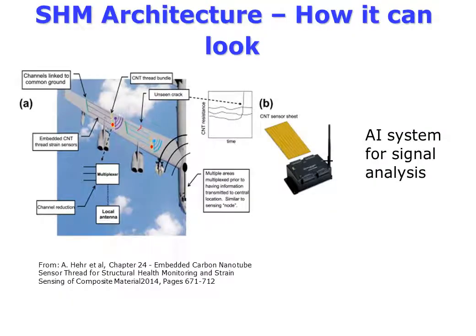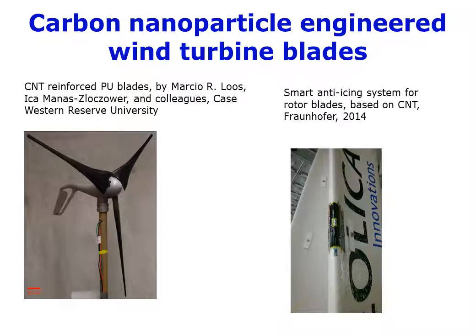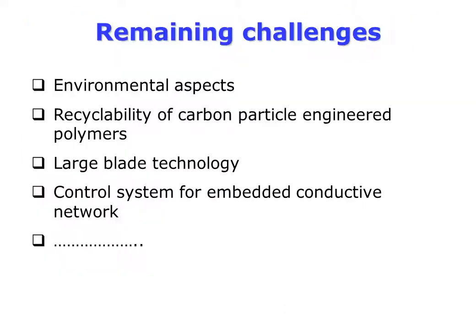Here, you can see an example how a structural health monitoring system can be designed on the basis of nano-engineered composites. But how far are we with this application in practice? In fact, not too far. A group at Case Western University in the United States manufactured a blade from polymers, reinforced by carbon nanotubes. A group at Fraunhofer developed anti-icing coatings, based on carbon nanotubes. Nano-engineered wind turbine blades are still at the medium technical readiness level, and tested mainly in laboratories.